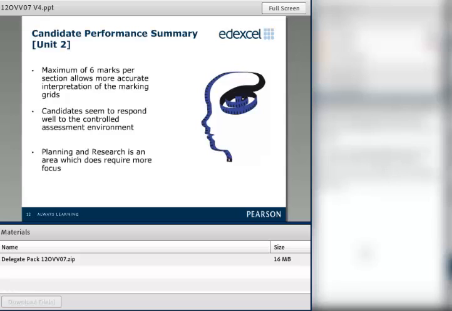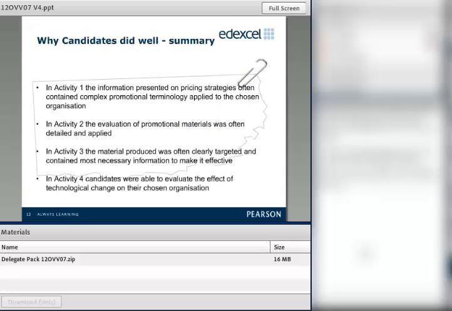So when you've only got 6 marks, assessors do seem to be much more accurate in the marking, which is great. Candidates also, after a lot of worry about controlled assessment and the conditions, they do seem to be taking that on board pretty well and seem to be responding well to that. So that seems to be good. And as we've spoken already, planning and research, I think it'll just take practice, but they do seem to be getting there. And certainly this year, the plans were a lot better than they were in previous years.